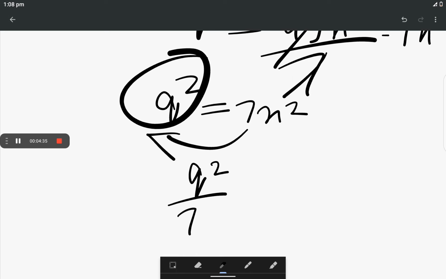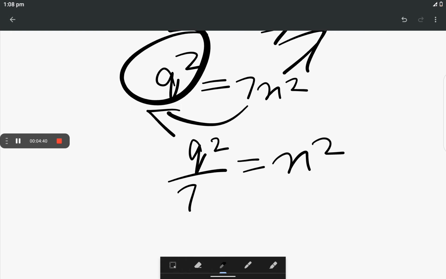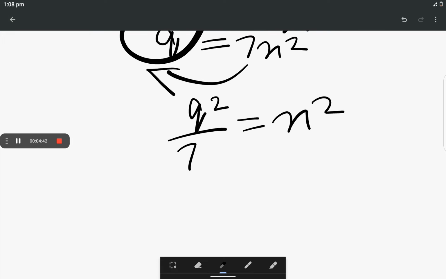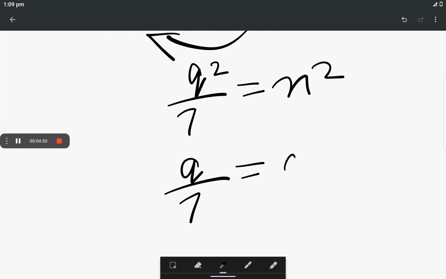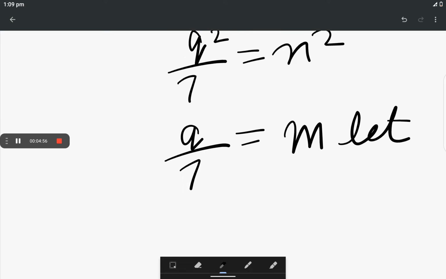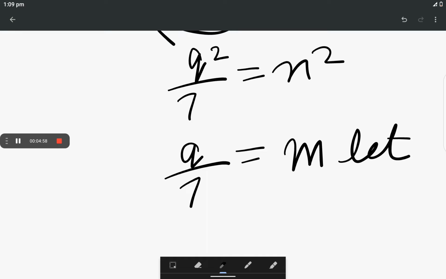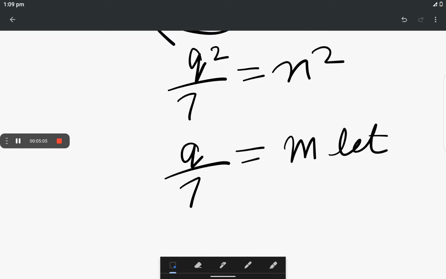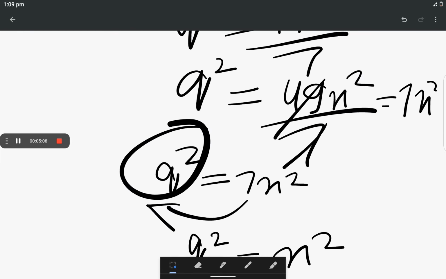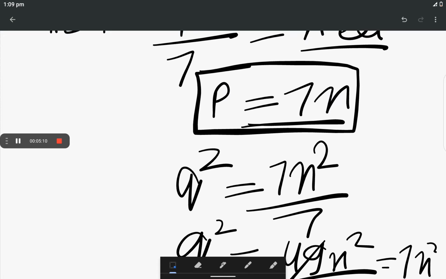So q square upon 7 is equal to n square. Now according to the theorem we have just read, if 7 divides q square, then it would divide q as well. So let's say when q divided by 7 gives us m. Now we have the new values of both P and Q. This is the value of Q, and we've already figured out the value of P.